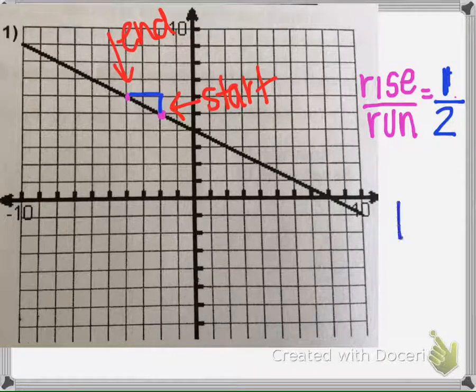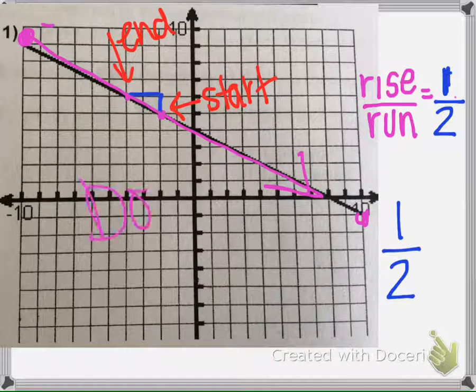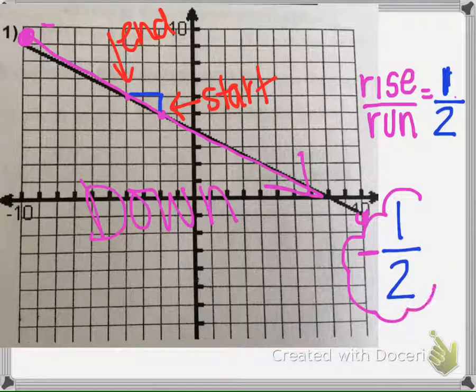And so my slope so far is 1/2, and nothing can divide into both of those. And then we need to think about the snowboarder. If the snowboarder can only go from the left to the right side, he'd be going down. So because it'd be going down, the slope would be -1/2.